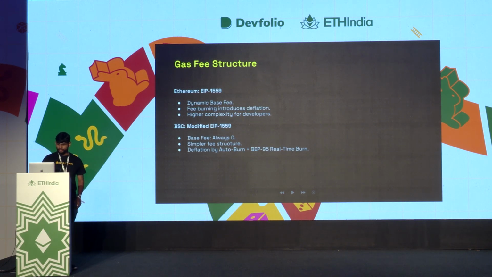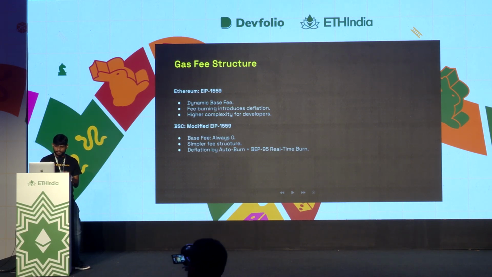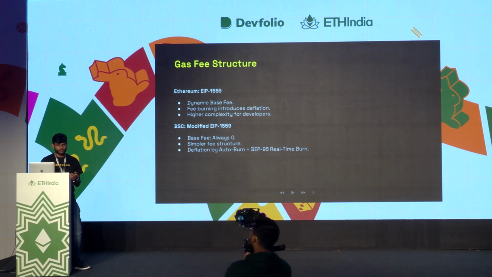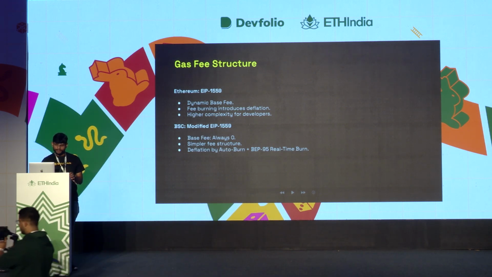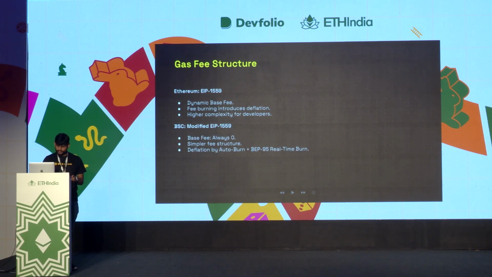In Ethereum, as we know, we have EIP 1559. So there is this dynamic base fee, and there is also a fee burning mechanism, and that introduces the deflation. And it's slightly more complicated for developers compared to BSC, because BSC has base fee set to be always 0, and it's a bit simpler fee structure. And BSC has a slightly different deflationary mechanism. So it has essentially 2 different deflationary mechanisms.